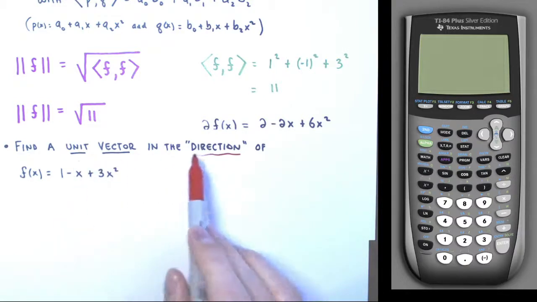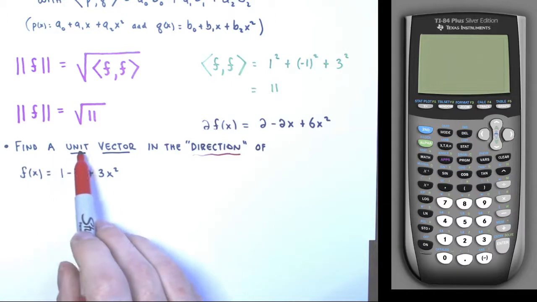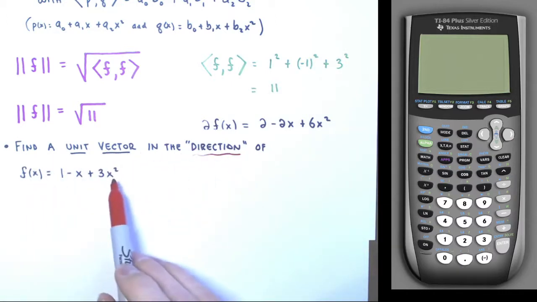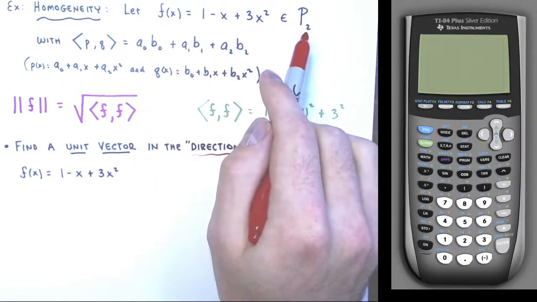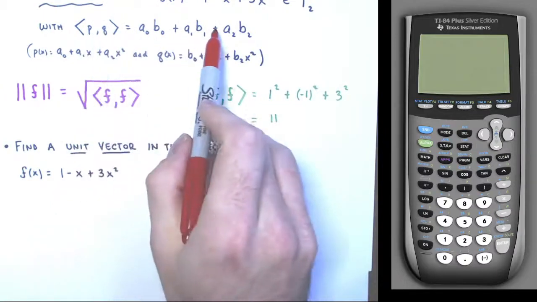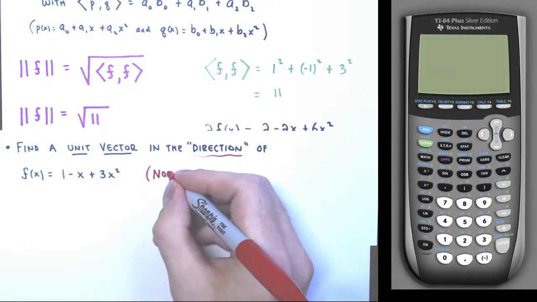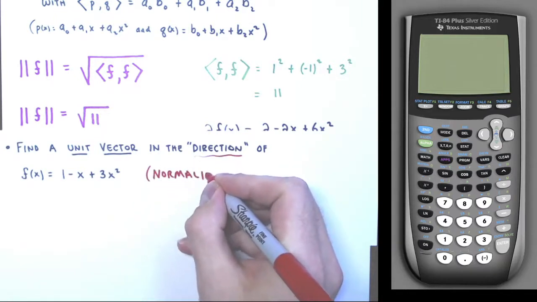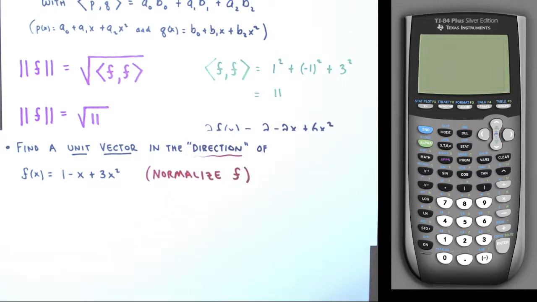So the concept of direction is a little loose here. But it still has the same concept as, if two vectors are in the same direction, that just means they're positive scalar multiples of one another. That's all that means by in the direction of. So when I say here, find a unit vector in the direction of this polynomial, this same polynomial I had up here, the 1 minus x plus 3x squared from the vector space P2 under this inner product. It's still under this inner product. Again, this was called normalizing. So I'm basically asking myself here to normalize f. Find a unit vector in the direction of f.